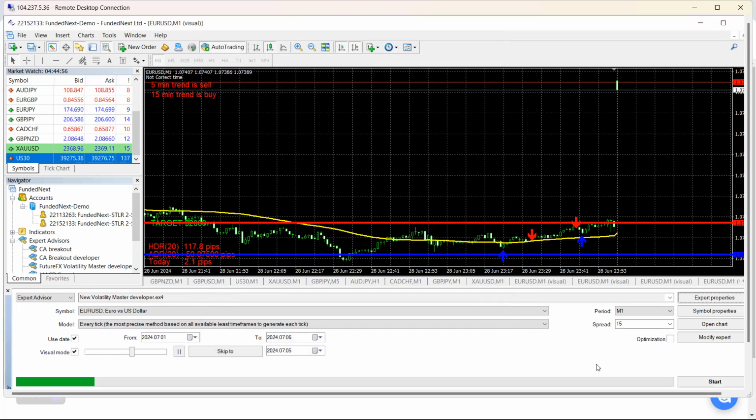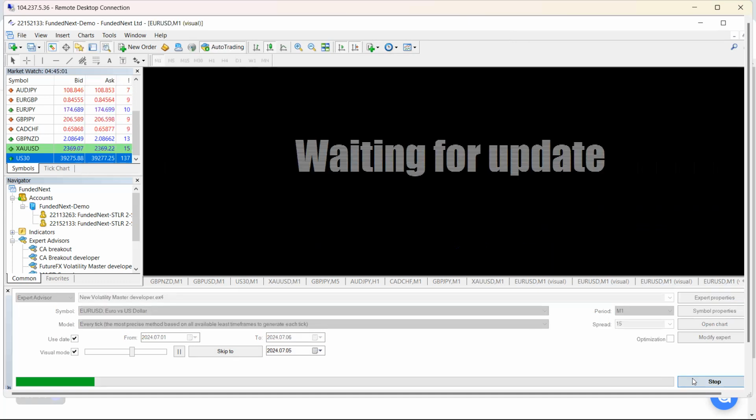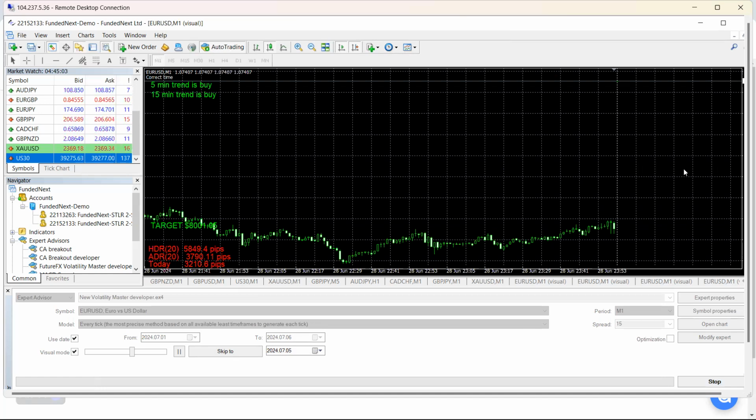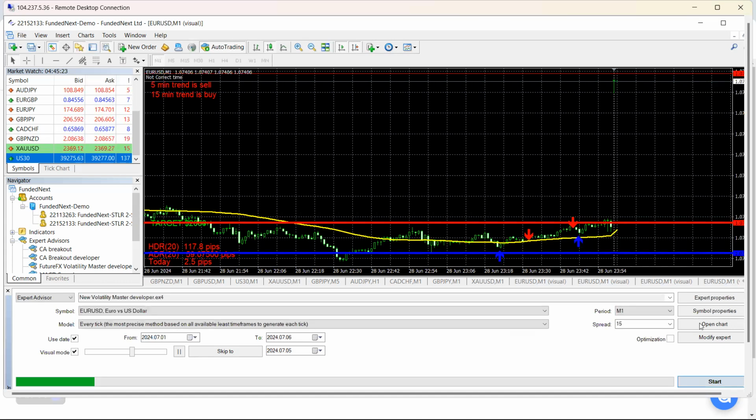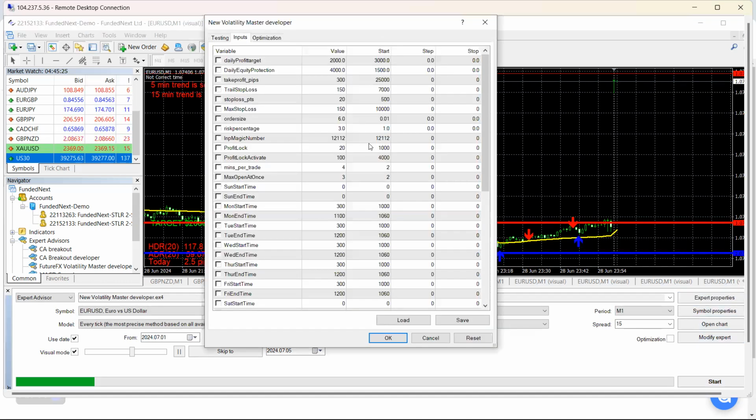Okay, so I've roughly adjusted all of the pip distances in the settings. I'm now just going to start it up, and it's going to tell me what lot size to use. Okay, so to maintain a 3% risk per trade, I'm going to need a 20 lot size. So I'm going to change the lot size to 20.